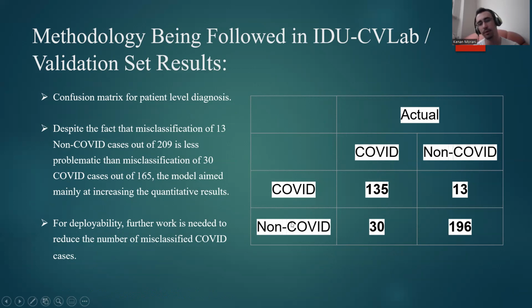For deployability, further work is indeed needed to figure out how to reduce this number, since predicting a COVID case as non-COVID is more risky or more dangerous than the other way around. But mathematically for now, this is what the confusion matrix shows in our work on the validation set.